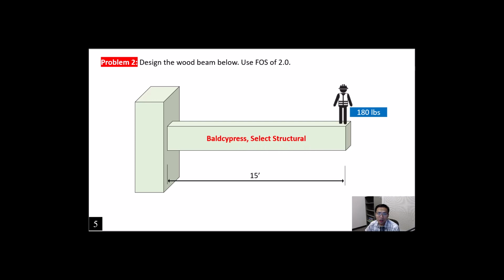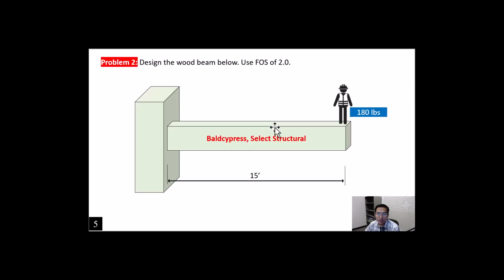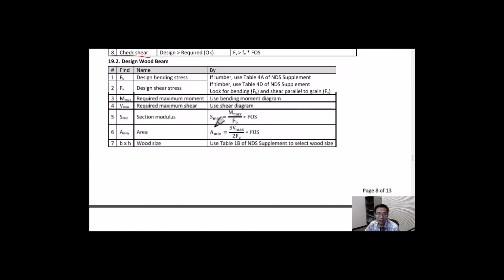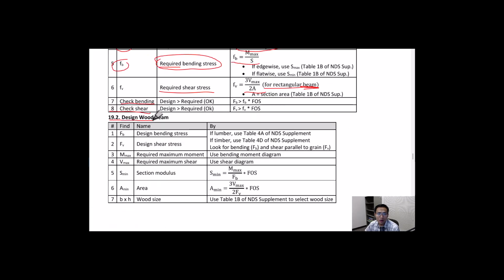So you can draw that in a simple load diagram like this. We have every piece of information except the size of the wood. So what is the appropriate size for this wood? We're going to design for that. First of all, you need to go to the formula sheet. Because we need to design the wood beam, we're going to use all of these formulas.